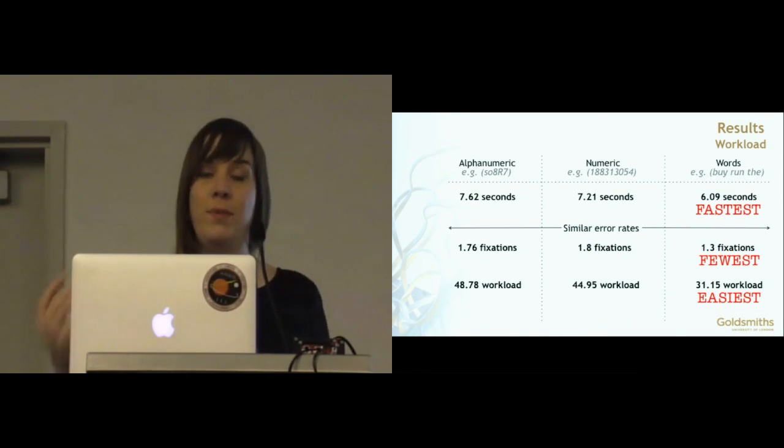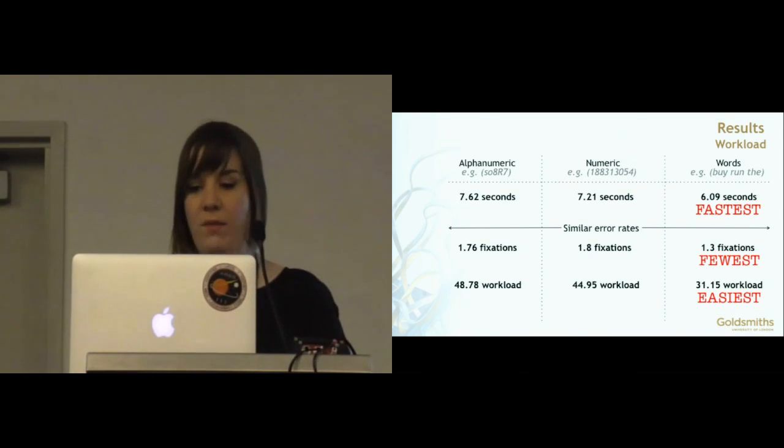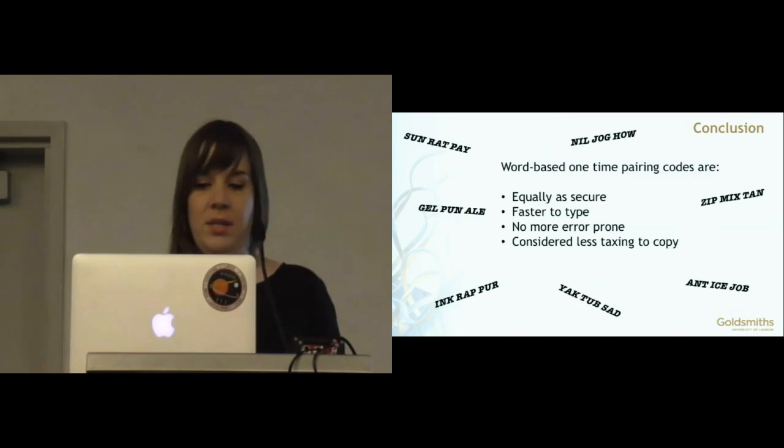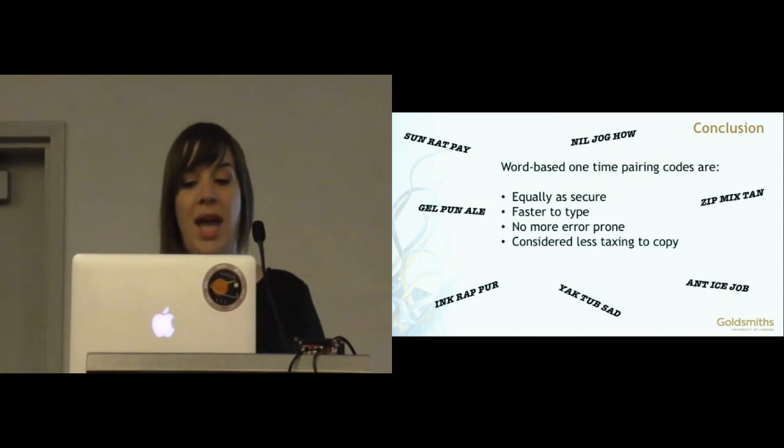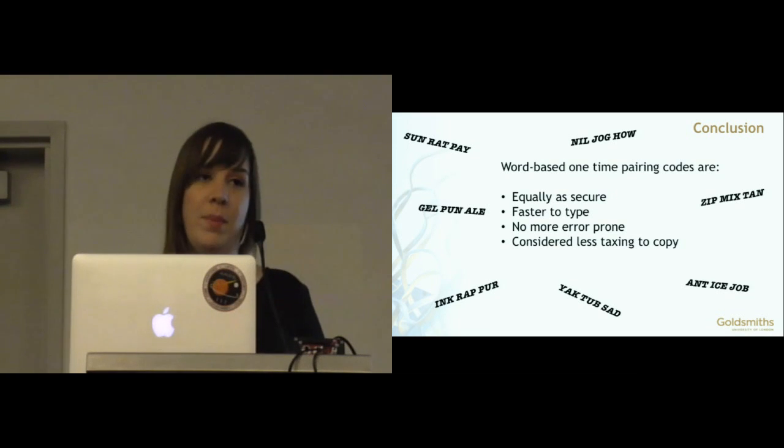So not only were the performance metrics suggesting this was the case, but the participants themselves were aware of it too. So, in conclusion, the word-based codes, despite being longer than alphanumeric, were just as secure, were faster to type, were no more error-prone, and were considered less taxing to copy by the participants.